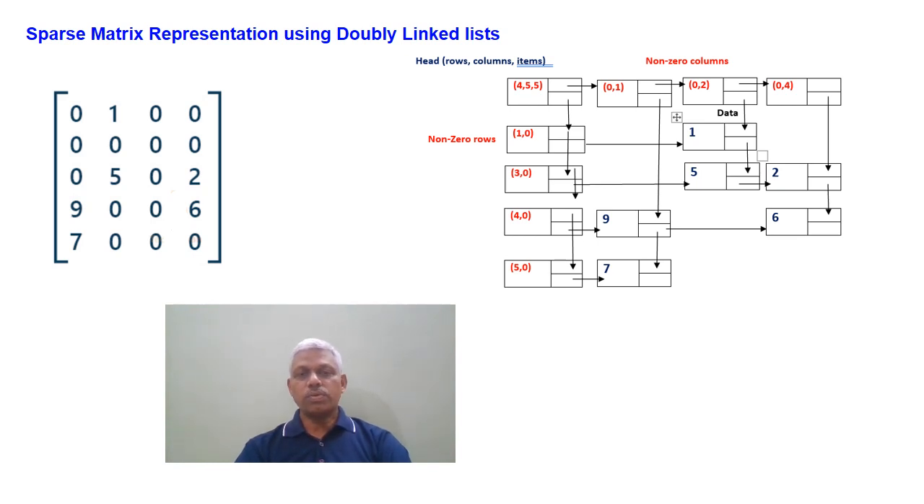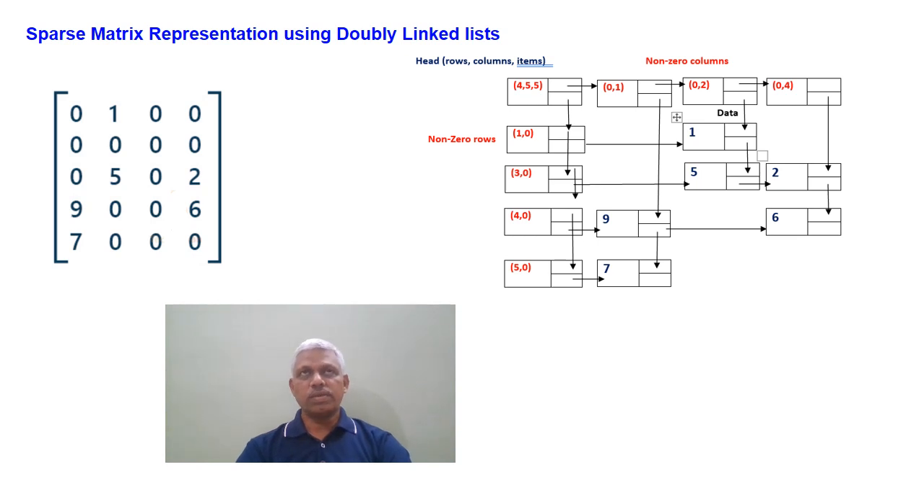Similarly, third row, second column is there. From the third row and second column, we have links to the node at third row, second column. In the same row, we have one more value in the fourth column. So the third row, fourth column element has the data value 5. Similarly, 9 and 6 are represented, and 7 is represented in the fifth row, first column.